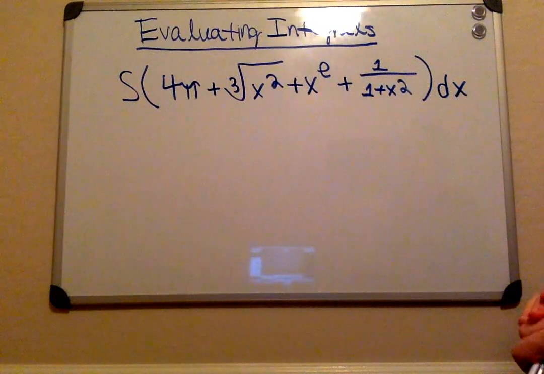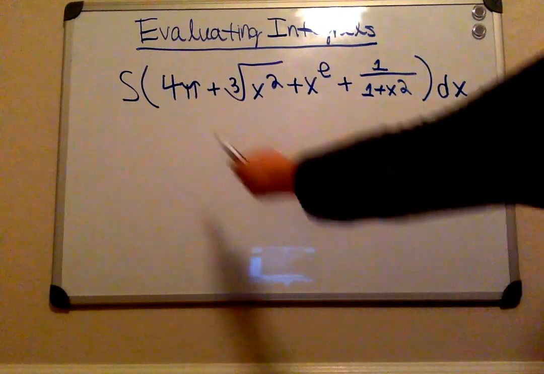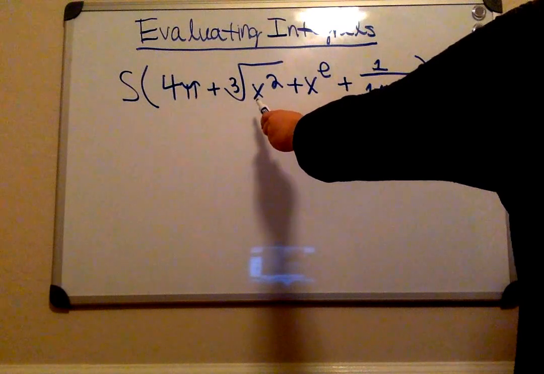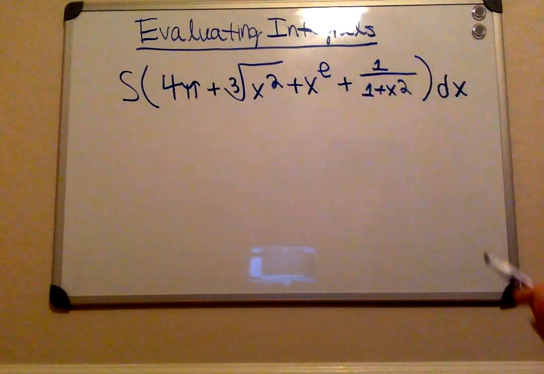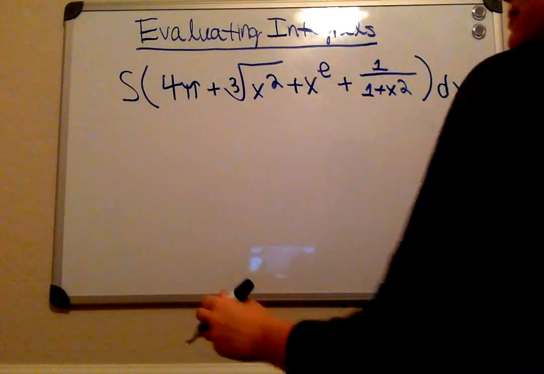Hi, today we're going to be evaluating indefinite integrals, and this is the integral we will be evaluating. 4 pi plus the third root of x squared plus x to the e plus 1 plus 1 over 1 plus x squared. So this is a fairly simple problem. I will show you how to do it.